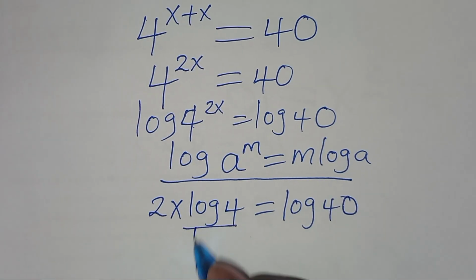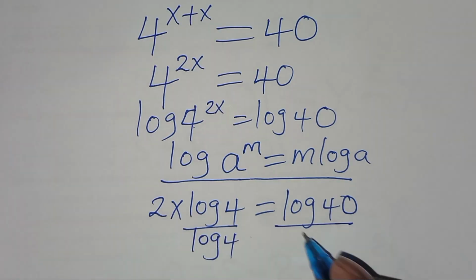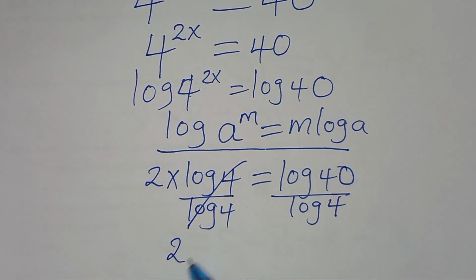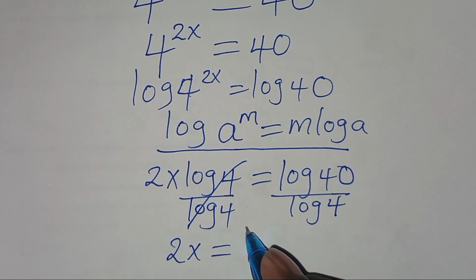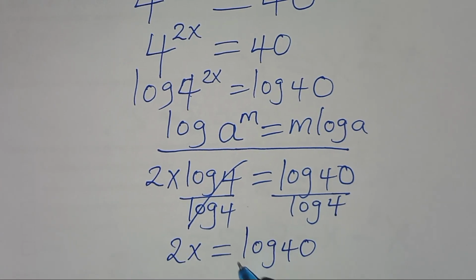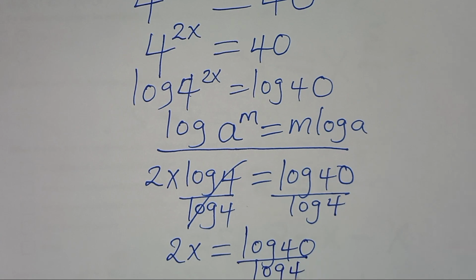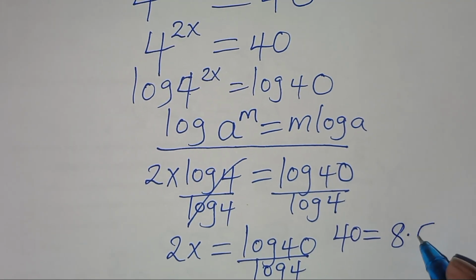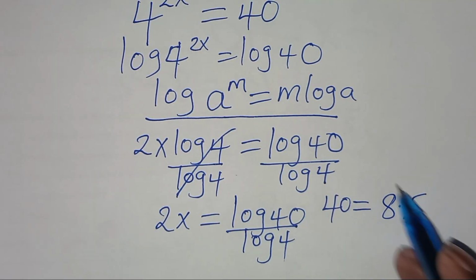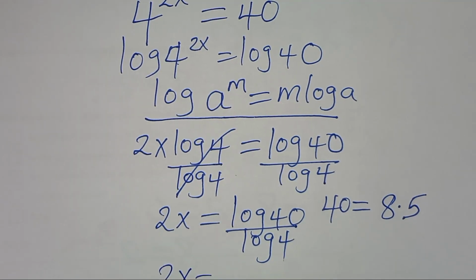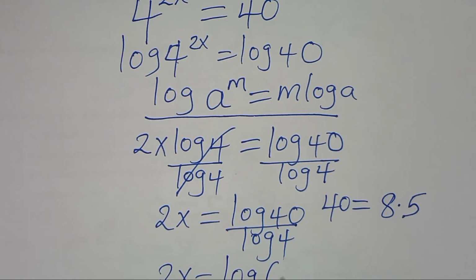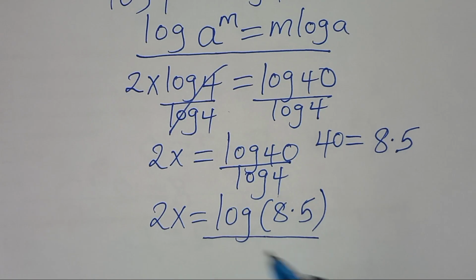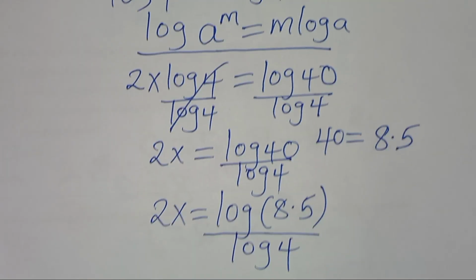Now let's divide both sides here by log 4. So let's simplify here. We have 2x equal to log 40 divided by log 4. So 40 can be expressed as 8 multiplied by 5. So let's substitute here. We will have 2x equal to log 8 multiplied by 5, all this divided by log 4.